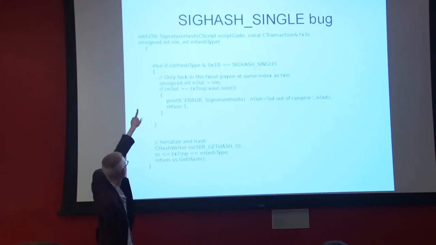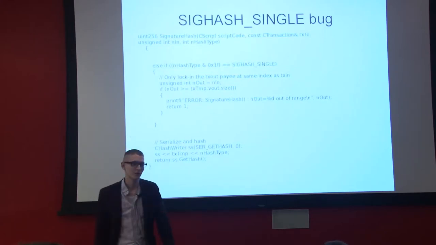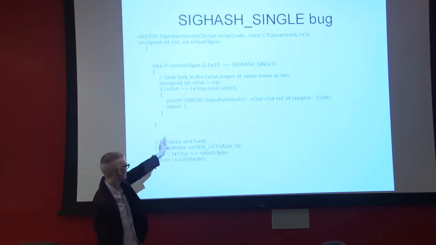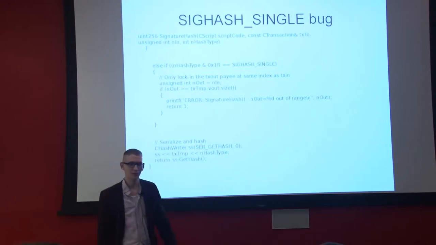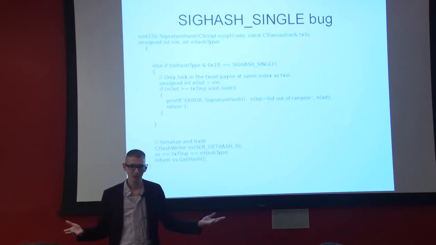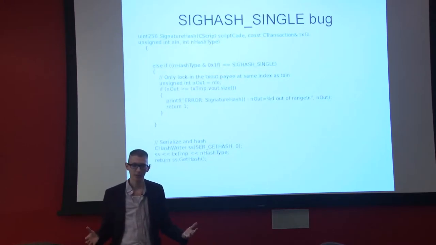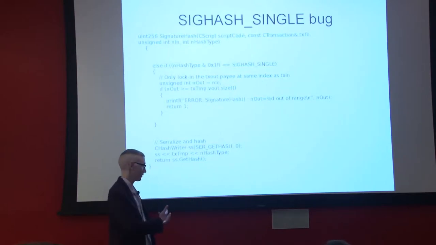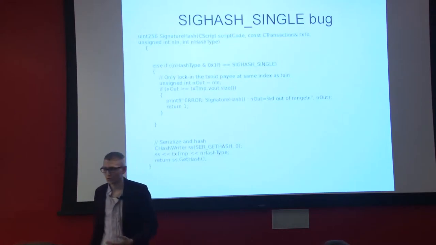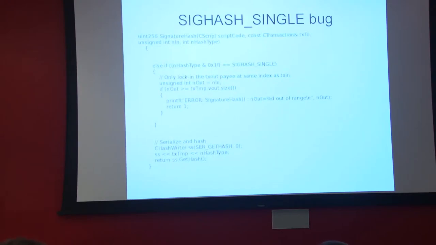Now, if you see, the return value is a uint256. So that 1 gets cast to a uint256. So Bitcoin thinks it's a hash. And instead of handling it as an error, it actually thinks it's a real hash. So it doesn't deal with the error. There's no error. So there's a huge, huge problem there. But for better or for worse, it's part of the protocol.